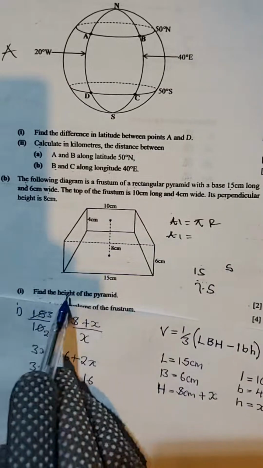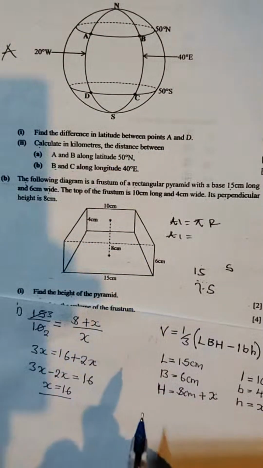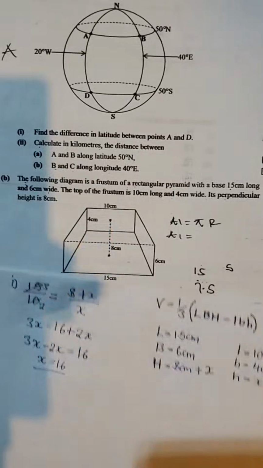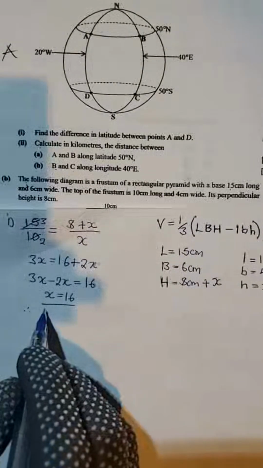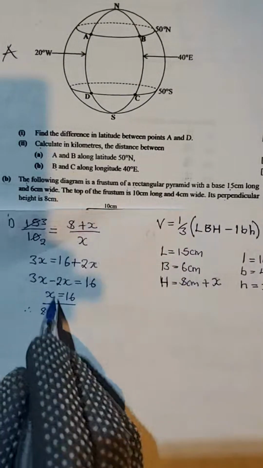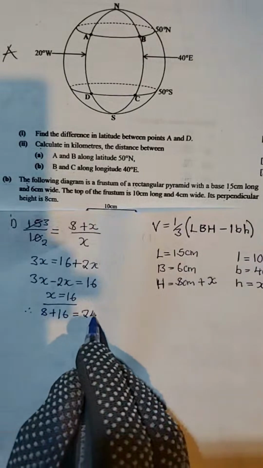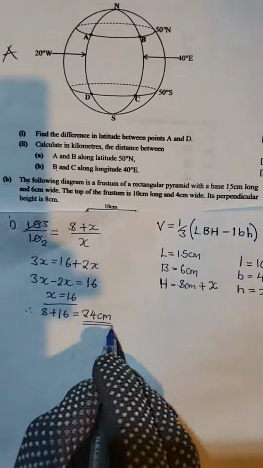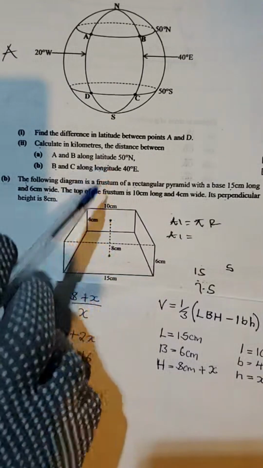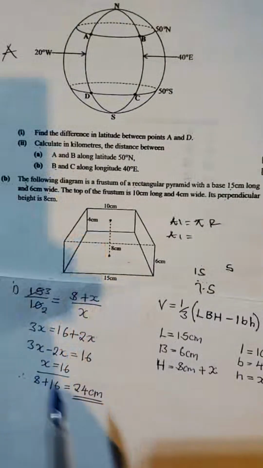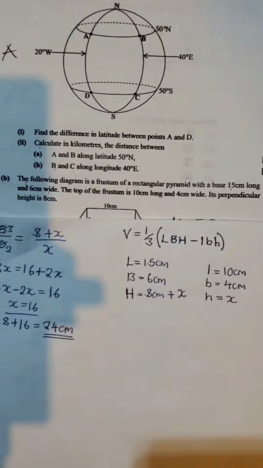Here we are asked to find the height of the pyramid, the complete pyramid, not the frustum. The height of the frustum is 8. So the height of the pyramid, therefore, is 8 plus x, 16, which is 24. 24 centimeters. This is the answer. We've found the height of the smaller pyramid, the part which was cut, plus the height of the frustum, and we come up with the height of the pyramid.